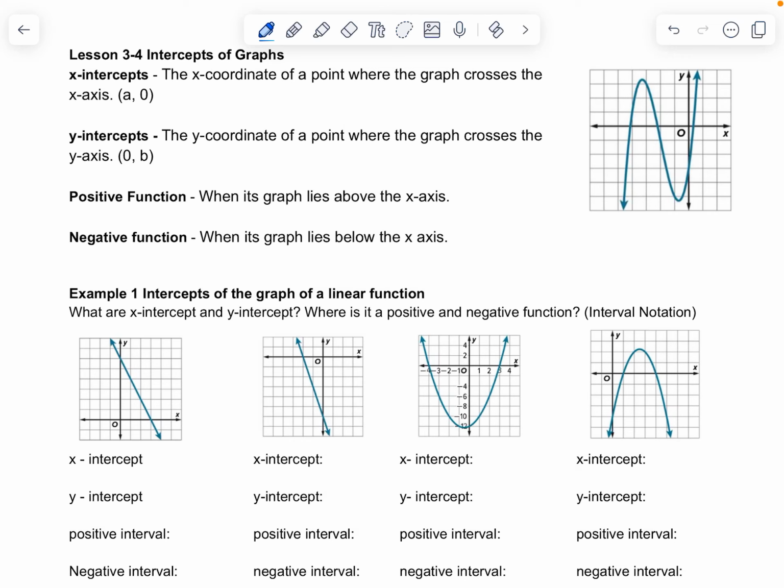So 3, 4, we're doing intercepts of graphs. The x-intercept is the x-coordinate of a point where the graph crosses the x-axis. So we're talking about these points right here. Those are my x-intercepts.